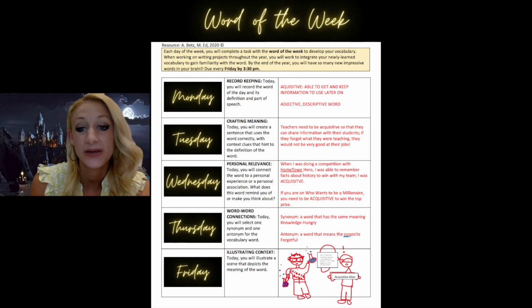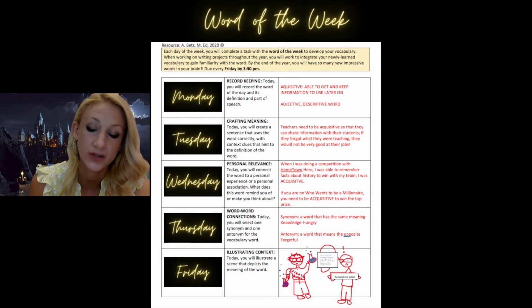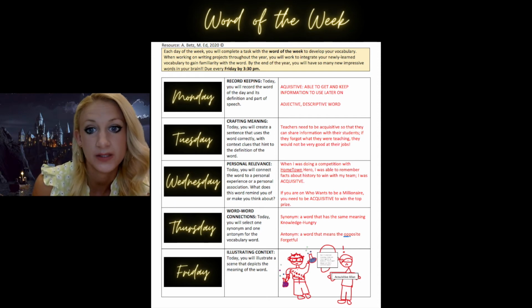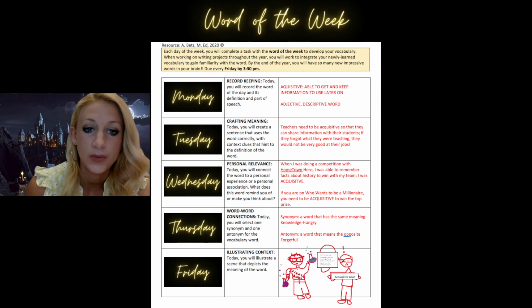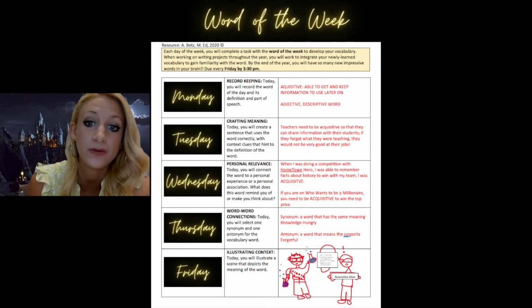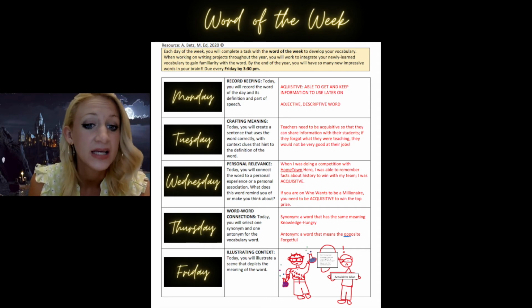Wednesdays, we're doing a personal relevance. So for personal relevance, you're making a personal connection to the word. That means you're thinking about what do you associate with this word. So for example, acquisitive, you could think of an acquisitive character that you like from a book series or a TV series or a movie. You could think of a time when you yourself were super acquisitive and you remembered something and you applied it and it worked really well.